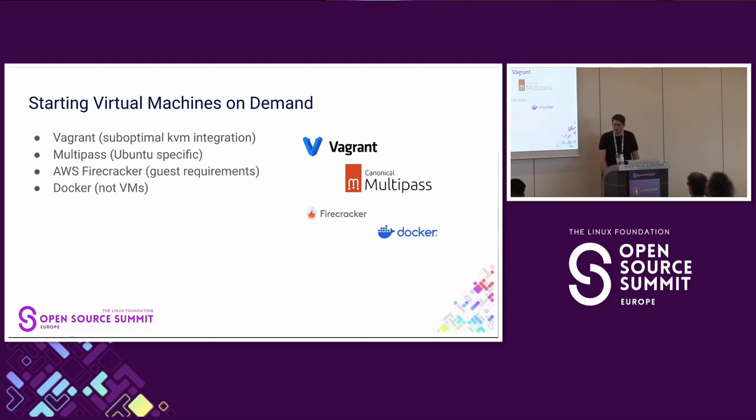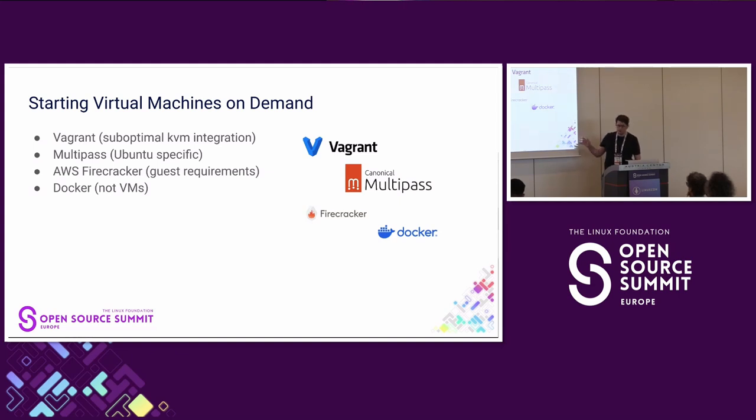Then you may have already heard of Multipass, which is an interesting project because it does almost exactly the same thing as Virter. The problem is it's specific to Ubuntu because it's made by Canonical probably. And we don't want that because we also want to test against other distributions. We want to be as generic as possible, right? We want to be as close to what our customers, or users, actually use.